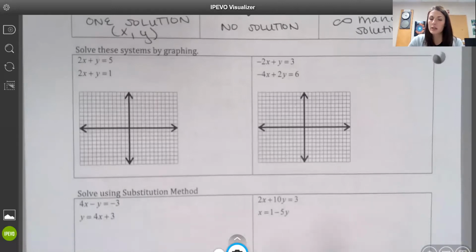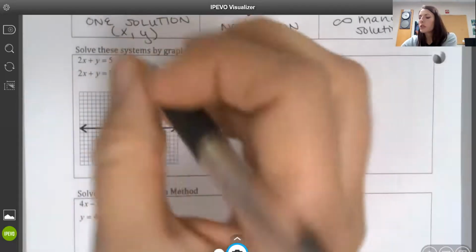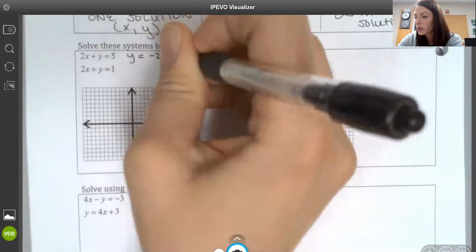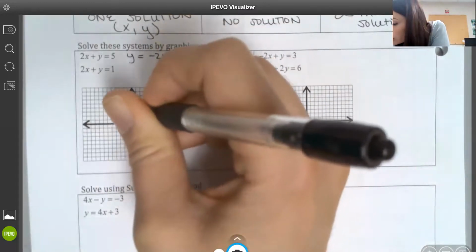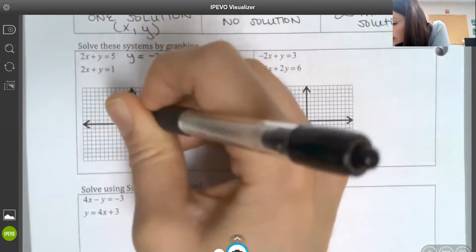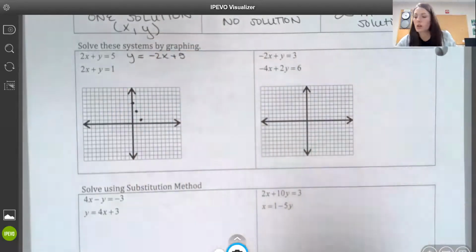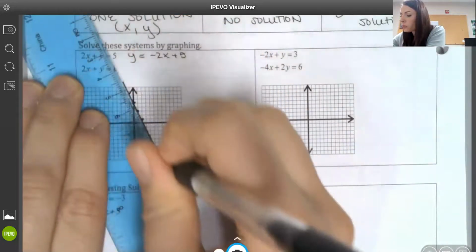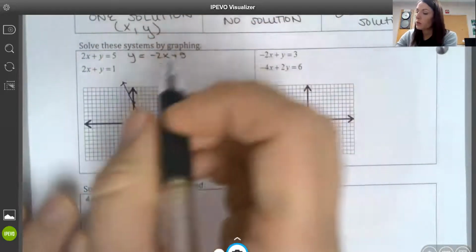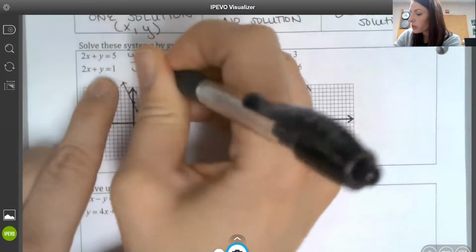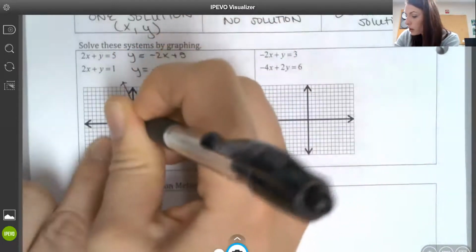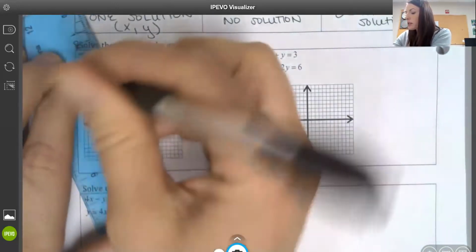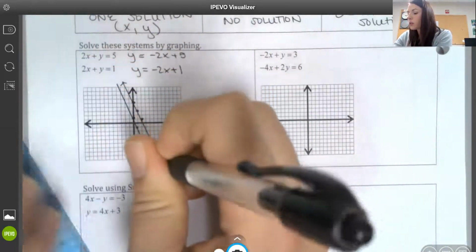So the graphing piece, it's going to be much clearer. So let's look at our two examples here. Rewriting y equals -2x plus 5. So go 1, 2, 3, 4, 5. Slope of -2. My other equation would be y equals -2x plus 1. And I go, oh, hey, they have the same slope. So these lines will never intersect, right? Those are called parallel lines.